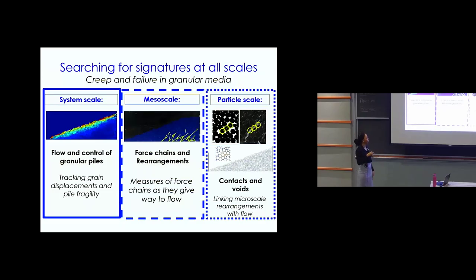And then we'll talk about what we observe at the particle scale, how we're able to track grain contact forces, as well as track the changing unoccupied volume of the granular system. So we're making connections from the micro scale rearrangements to the ultimate flow of the system.